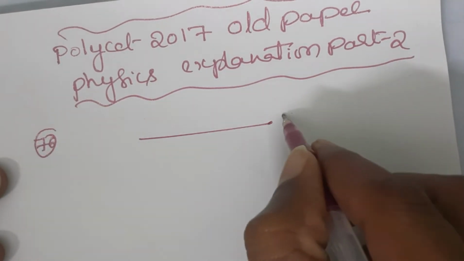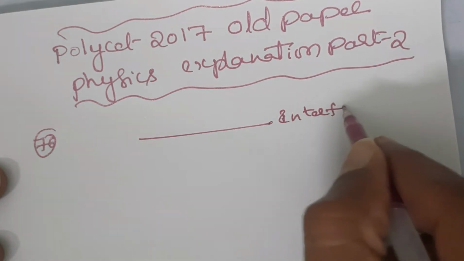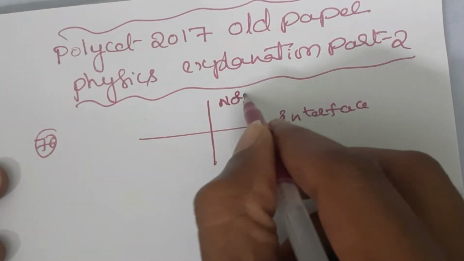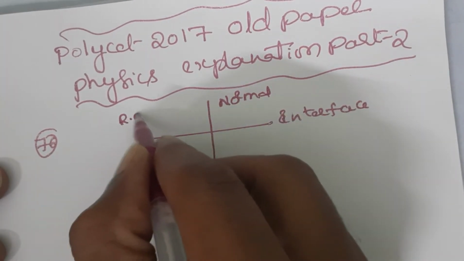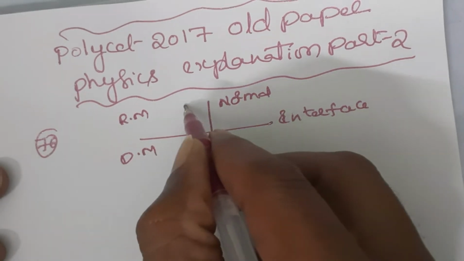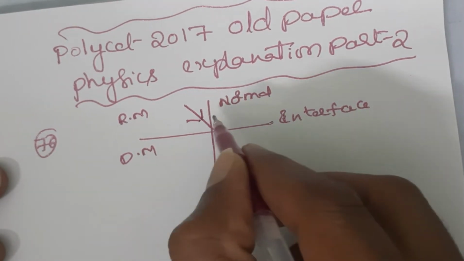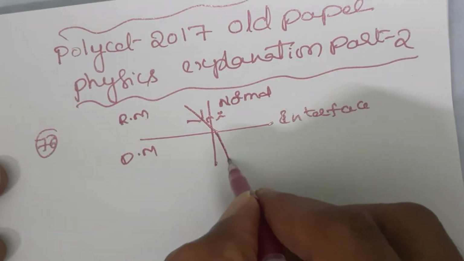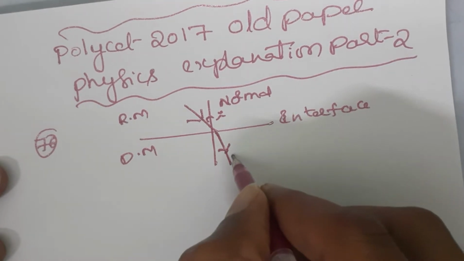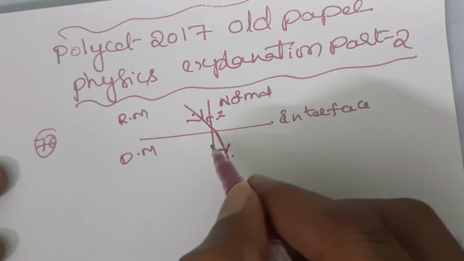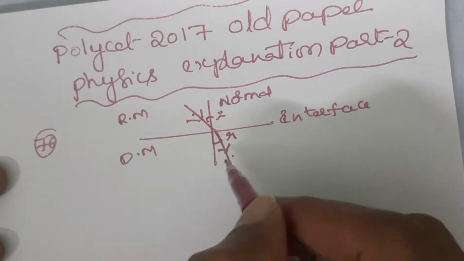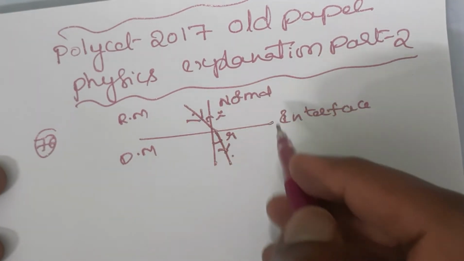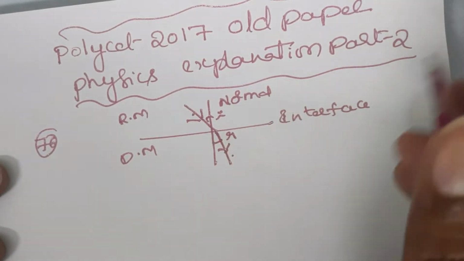For example, this is the interface which is separating the rarer medium and the denser medium, and this is the normal. This is the rarer medium, this is the denser medium, and this is the light ray, the incident ray. This is the angle of incidence. But when it enters the denser medium, it bends towards the normal. So this is the refracted ray, this is the incident ray, and this is the angle of refraction. Why is it bending towards the normal? Speed decreases when it travels from a rarer medium to a denser medium, so it bends towards the normal.